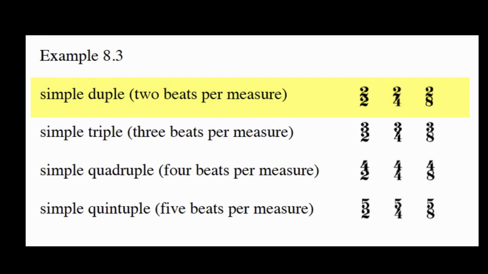Here is a chart of the common metrical categories with time signature examples. Note that the top number of the time signature always matches the metrical category name in simple time. We have simple duple, which is 2 beats per measure, simple triple, which has 3 beats per measure, simple quadruple, having 4 beats per measure, and simple quintuple, having 5 beats per measure.